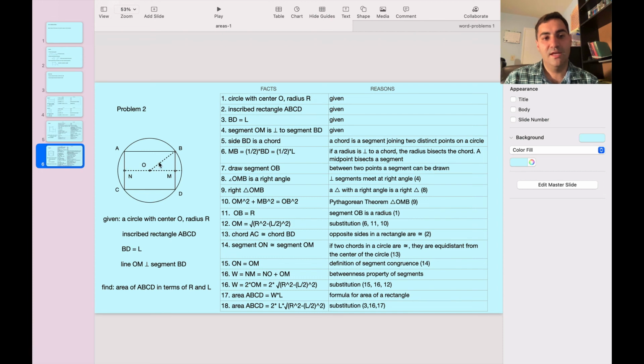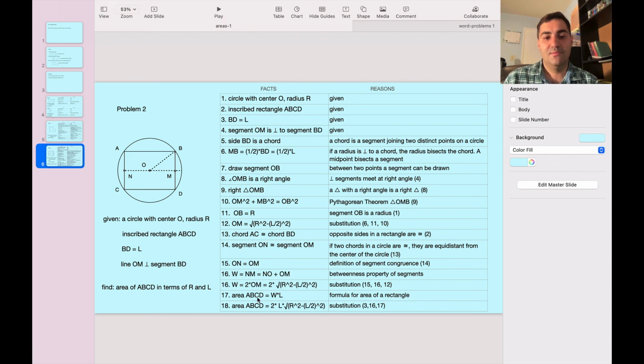So in other words, the width of this rectangle is going to be equal to the length of NM, right? And by the betweenness property of segments, that's going to be the length of NO plus the length of OM. Since the length of NO and the length of OM are equal, we can just say width is equal to 2 times the length of OM. So we can rewrite this as 2 times the square root of R squared minus (L divided by 2) squared.